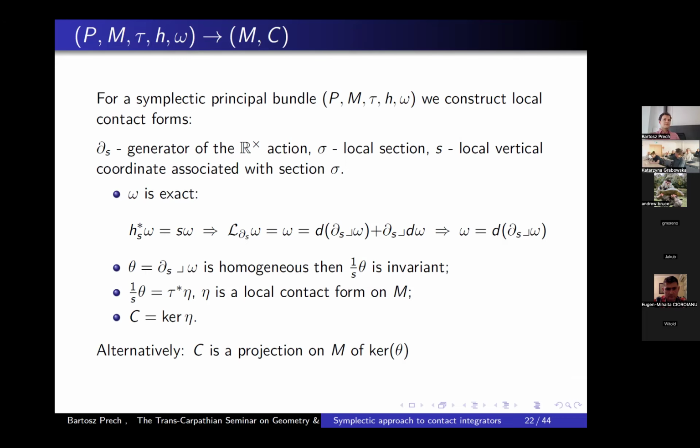This form theta, which is called the Liouville form, is homogeneous of degree one, but the kernel is an invariant distribution. Okay, so maybe the last remark: it can be proved that if we choose a different local coordinate, then it will produce the same distribution. So it is well defined. It doesn't depend on our choice of section.